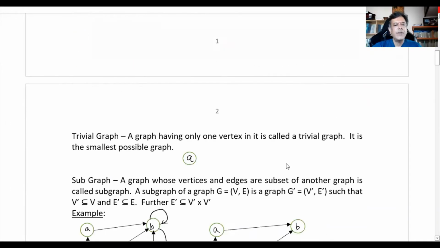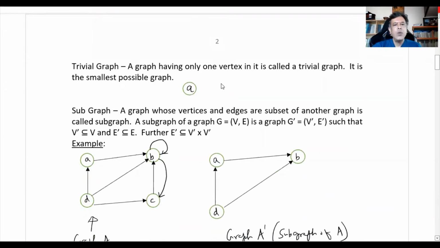Next one, trivial graph. A graph having only one vertex like this in it is called a trivial graph. This is the smallest possible graph. Trivial graph is the smallest possible graph.